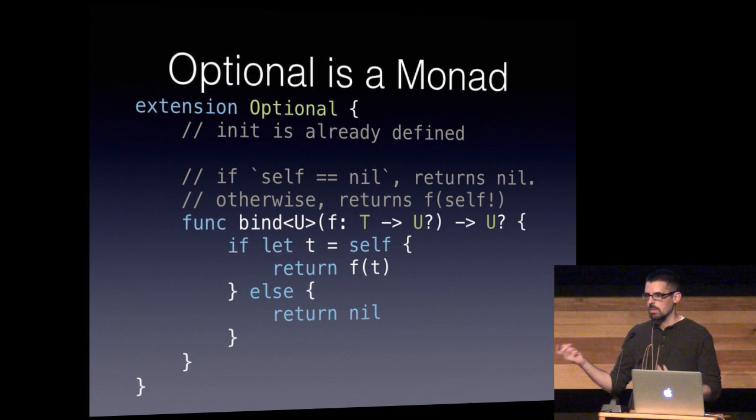So what this does is, if the optional is nil, we just return nil. We don't even call the closure. If it's not nil, we call the closure and return that, right? This is optional chaining. I'm just giving it a name, called bind.